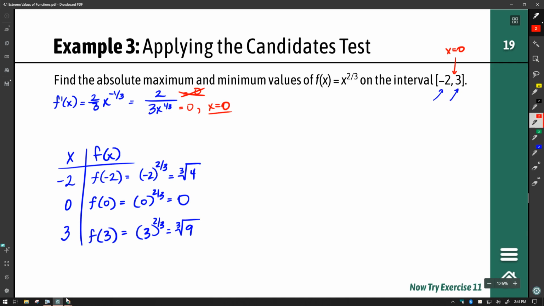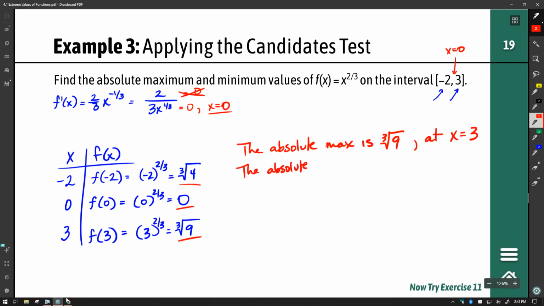Now, here's what we do to end the candidate's test. Look at these 3 values. The candidate's test said that the maximum of these values is the absolute maximum. And so if I compare these, 0 is the smallest, then the cube root of 4, and then the cube root of 9. So what we want to say here for an answer is the absolute maximum, absolute max, is the cube root of 9, and it occurs at x equals 3, and then we'll say the absolute minimum, the absolute min, is, now let's go to the other two, is the smaller value 0 or cube root of 4.